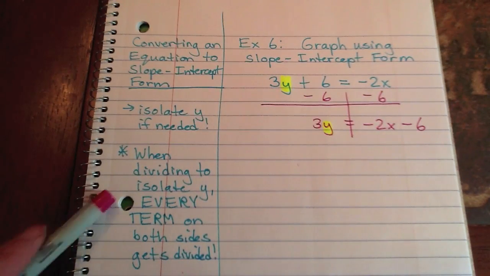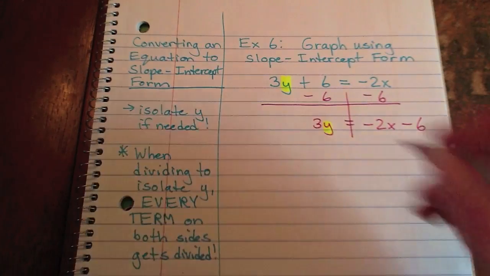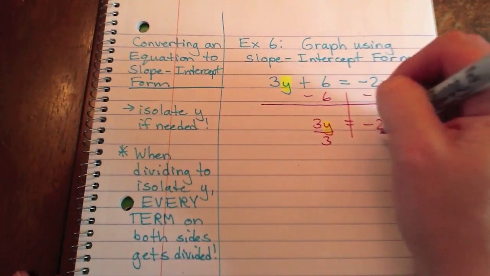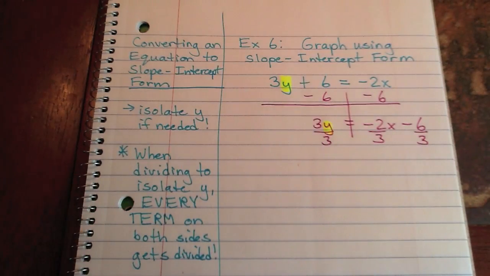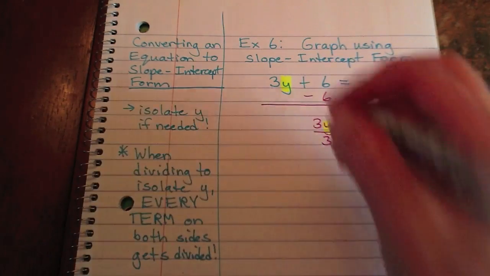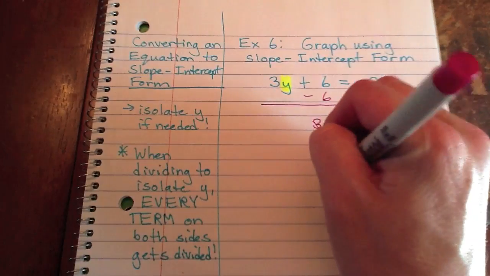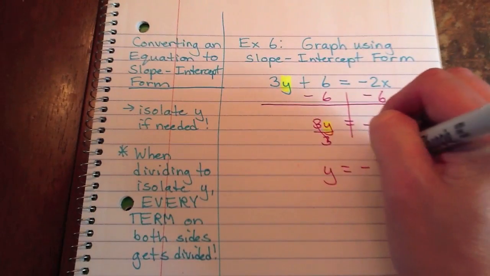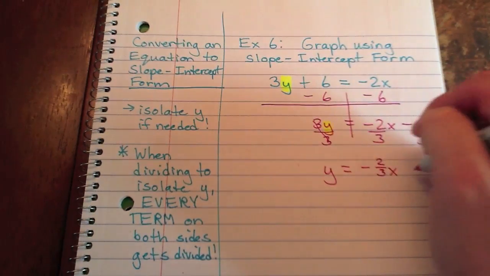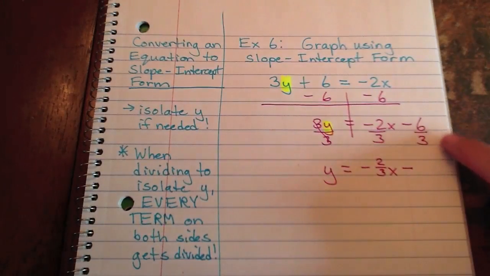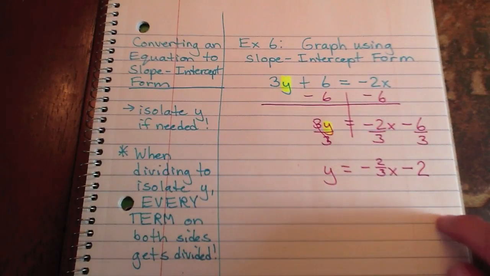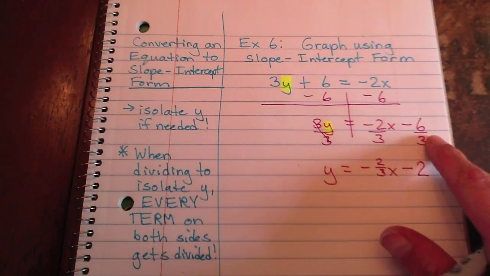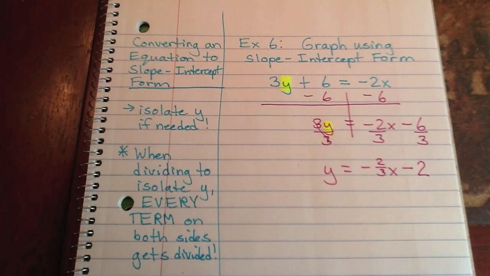And this is what I was talking about right here. I have to divide every term by 3. There's 1, 2, 3. 3 terms, 3 divisions. This becomes a 1. I get y equals negative 2/3 x minus, and always simplify these when you can. 3 goes into 6 twice, so it's a whole number of 2 there, or an integer of 2. Remember, if it was 3 over 6, it would be 1/2. Be careful with that.